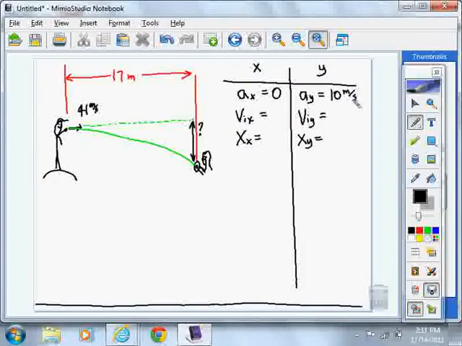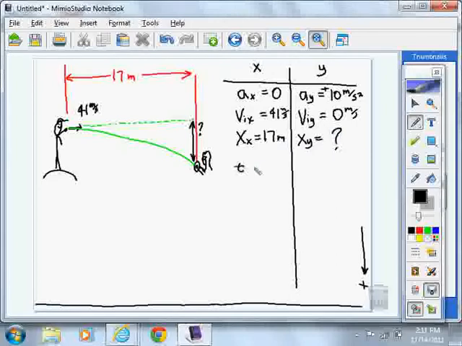What is the acceleration? Now, if you're using positive, you're basically saying down is the positive direction, which is totally fine. Okay. What is the initial velocity in the x direction? What is the initial velocity in the y direction? What is the distance that the ball travels in the x direction? 17. And the distance that it drops during that time is unknown. That is your question mark.